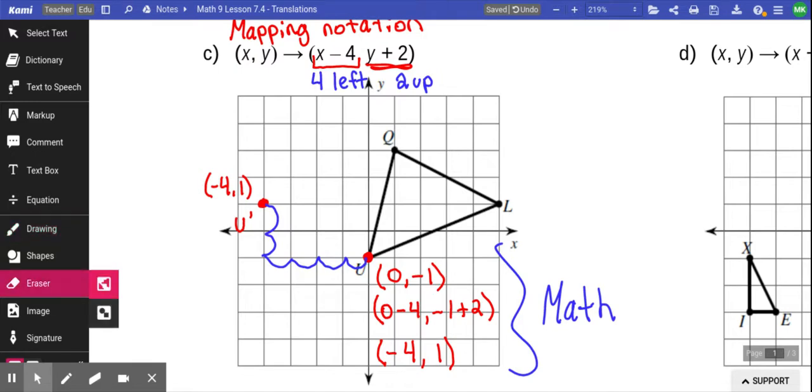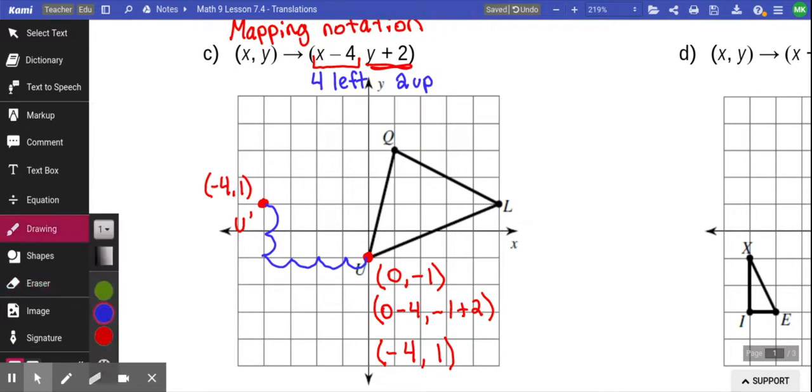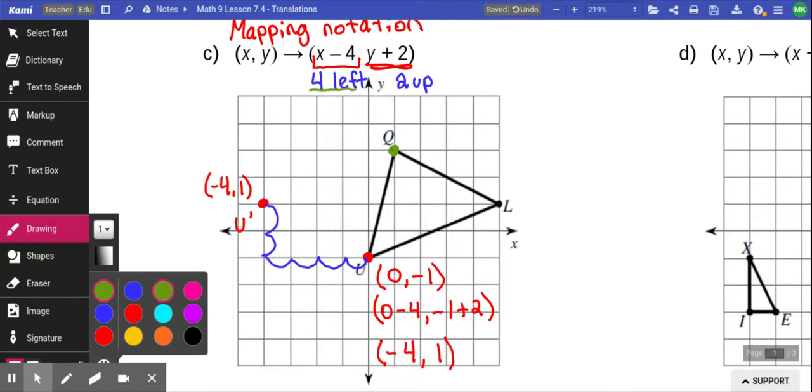I think it's easier to just keep doing it the way we've been doing it. So if I look at point Q, instead of doing all that mapping notation, I'm just going to go 4 to the left and 2 up. So I'm going to go 1, 2, 3, 4, and then 2 up, 1, 2. And I now have that point there, which is Q prime.